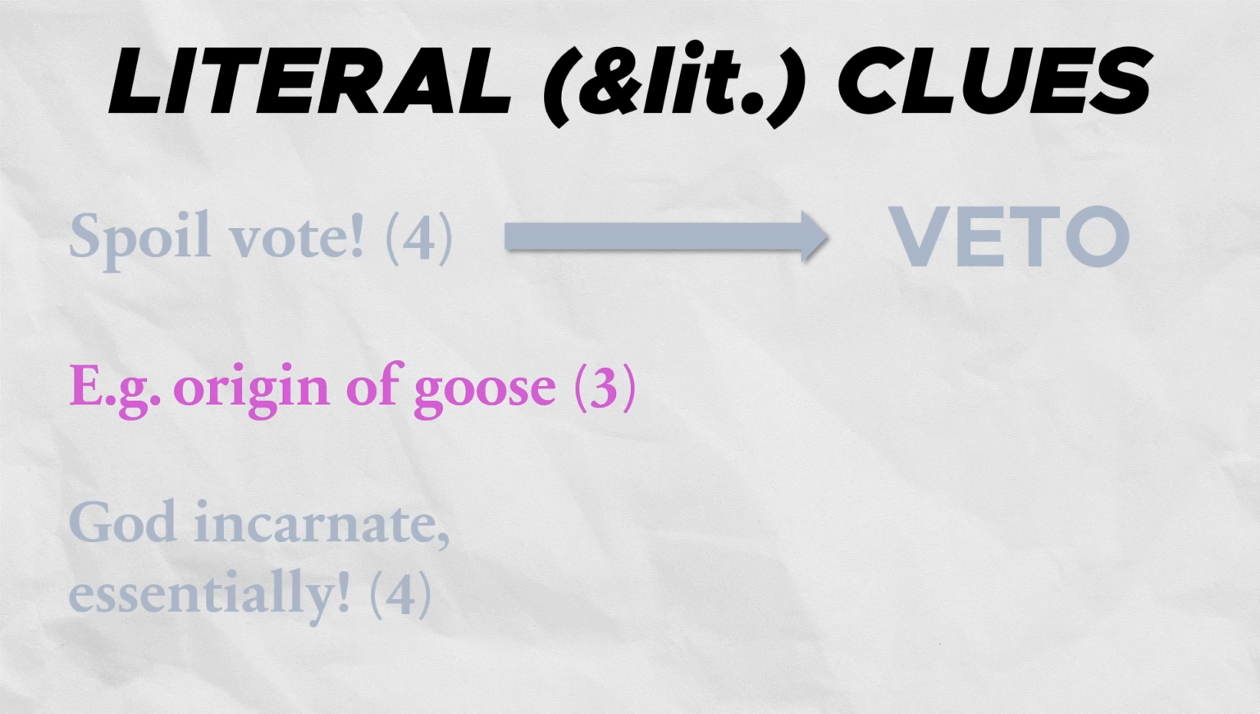If we put together E.g. and the G from goose, we get egg. And a goose, which is an example of a bird, could literally originate from an egg.